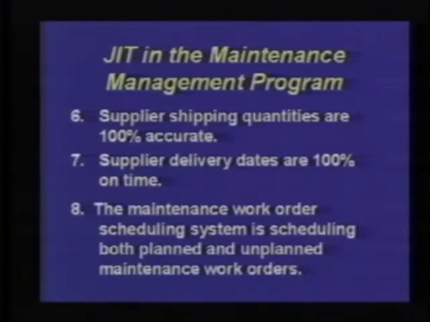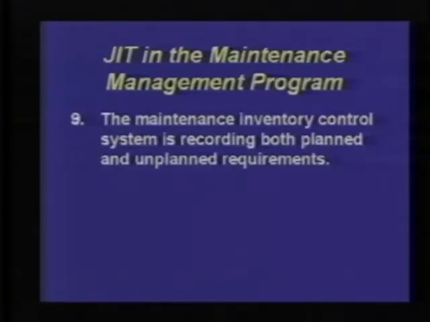Item 8, the maintenance work order scheduling system is scheduling both planned and unplanned maintenance work orders. Remember I said earlier, you can plan and schedule planned maintenance work orders. You may not be able to plan the unplanned work orders, but you could probably schedule those, and that's what I'm alluding to in item number 8. 9, the maintenance inventory control system is recording both planned and unplanned requirements.